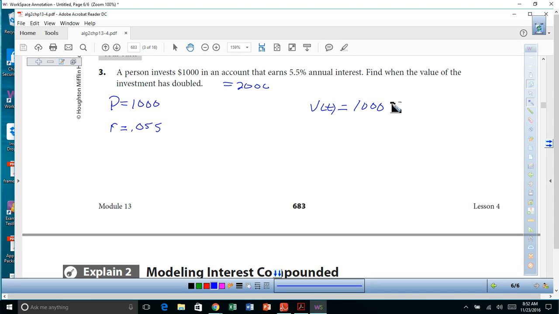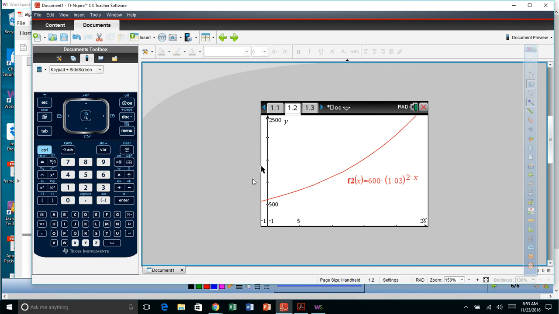That's the principal. And then 1 plus 0.055, and then that's going to be in t years. So V sub t equals 1,000 times 1.055 to the t. And then we're going to also want to graph 2,000. So let's go over here, and I went ahead and graphed it.